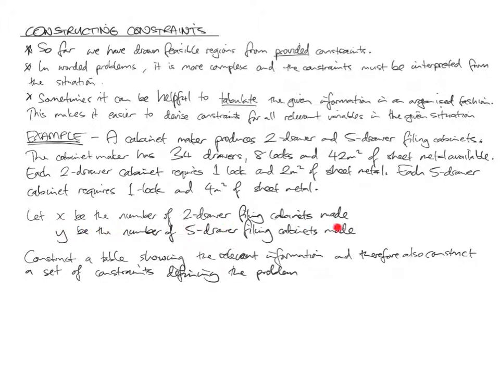Let X be the number of 2-drawer filing cabinets made, Y be the number of 5-drawer filing cabinets made, and what I'm asking you to do is construct a table showing the relevant info and also construct a set of constraints defining the problem. So we're not going to graph this, we're just practicing setting up constraints from a worded problem that we may draw eventually.